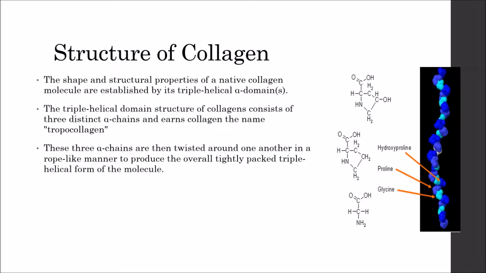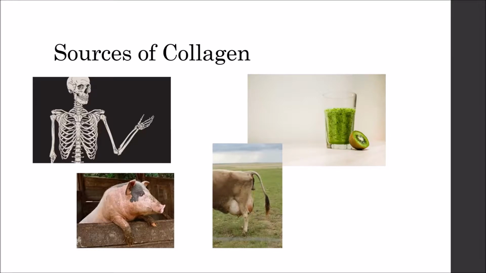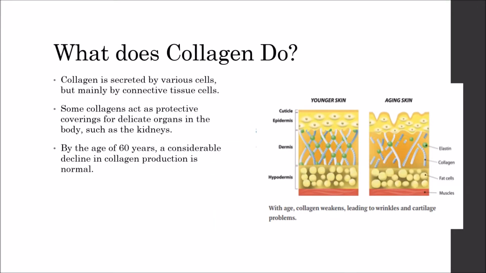For example, each alpha chain is composed of multiple triplet sequences of glycine, X, Y, where X and Y can be any amino acid. Y is commonly found as proline and X is usually present as hydroxyproline. The presence of hydroxyproline in the Y position is also said to contribute to the stability of the helical bond. Next are the sources of collagen. Collagen is mostly found in the bones, the skin, the ligaments, and fruits and vegetables.